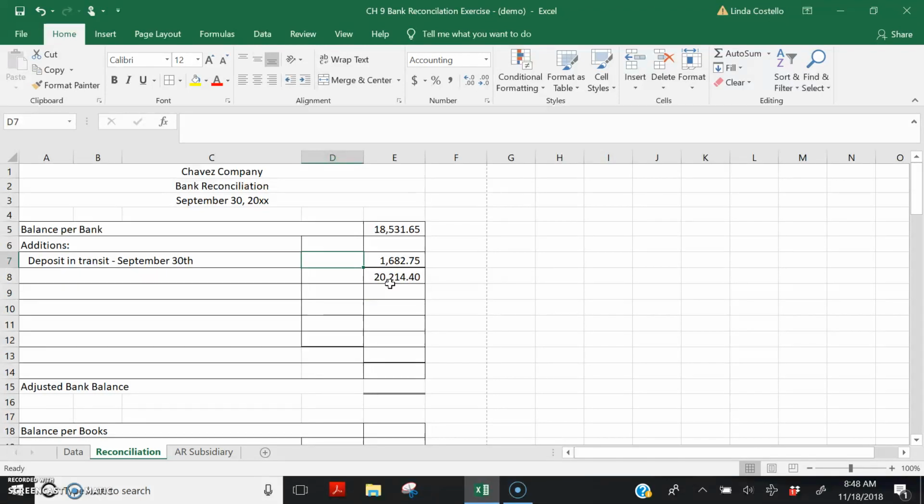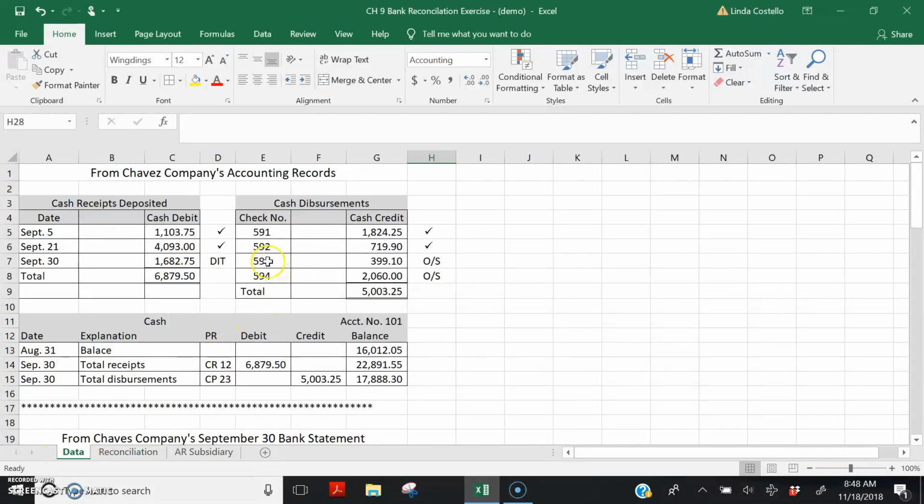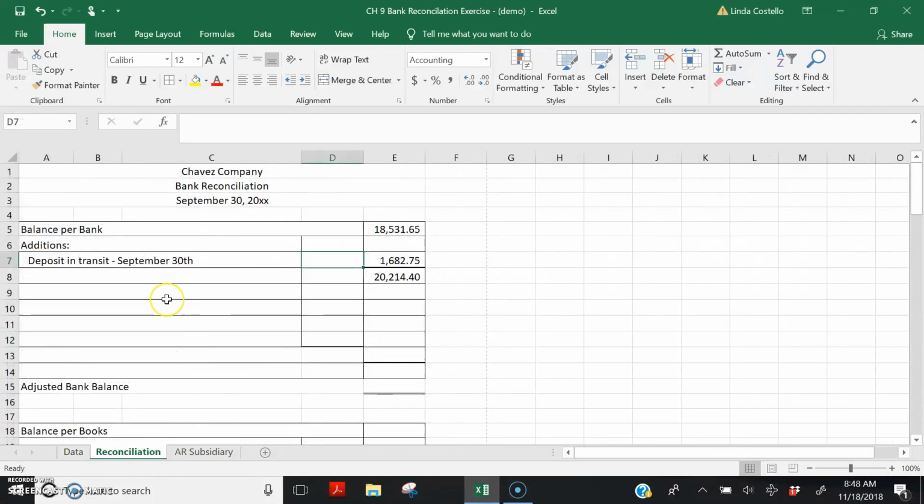Now let's deduct the 2 outstanding checks, number 593 and 594, and calculate an adjusted bank balance. Deductions for outstanding check, number 593, $399.10, and number 594, $2,060, calculates an adjusted bank balance of $17,755.30.